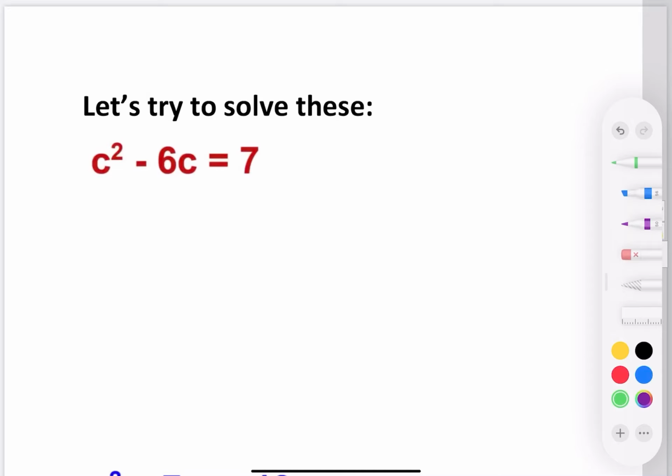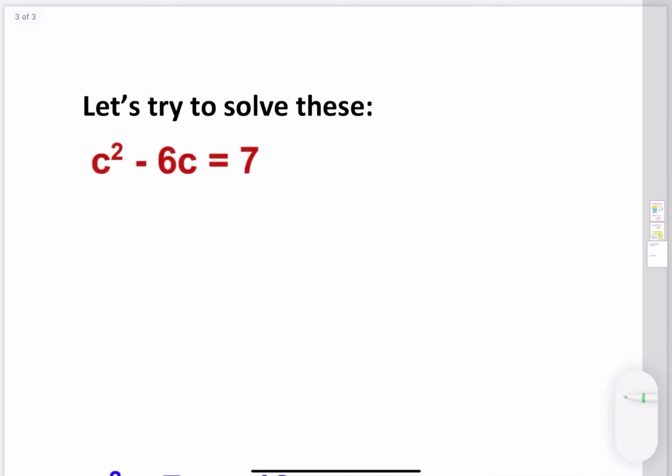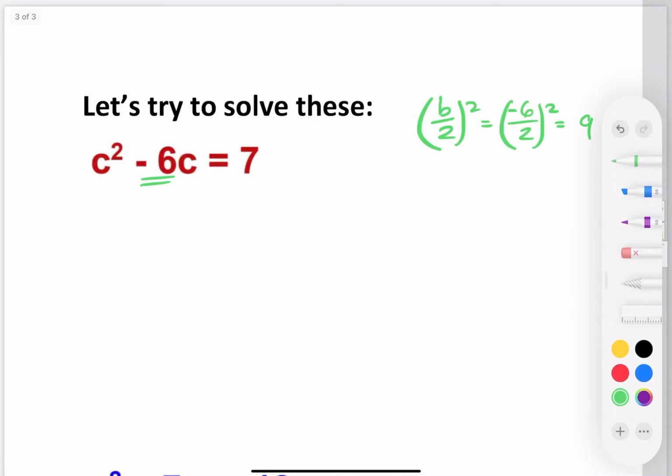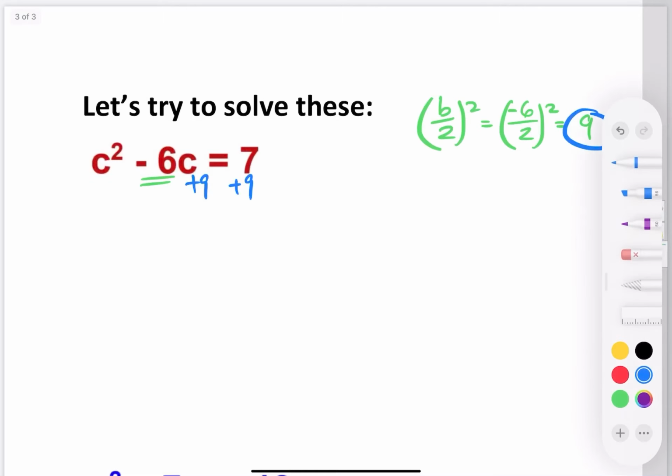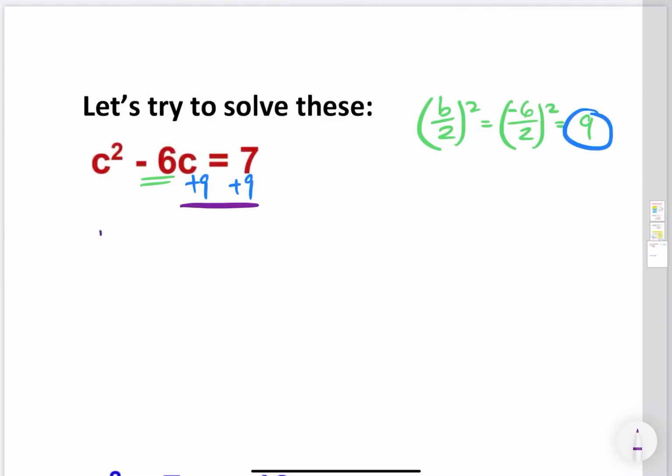So what I want to do is I want to complete the square by doing my rule b over 2 squared. Well, in this particular case, that b value is negative 6. So negative 6 over 2 squared. Well, negative 6 divided by 2 is negative 3. And negative 3 squared is going to give me 9. So I'm going to take that 9 and add that 9 to both sides. Okay, so now that we have this, we can write this out as c squared minus 6c plus 9 is now equal to 16.